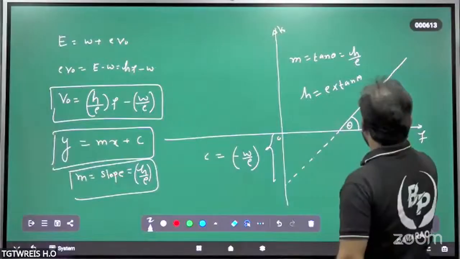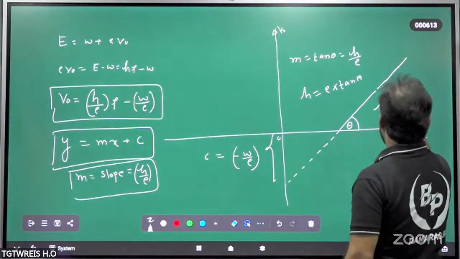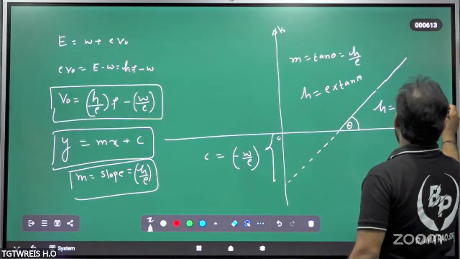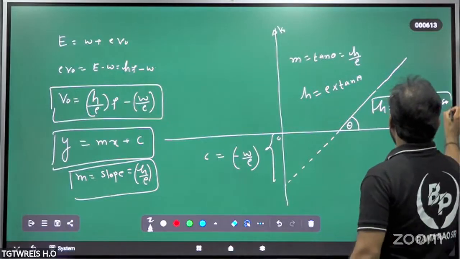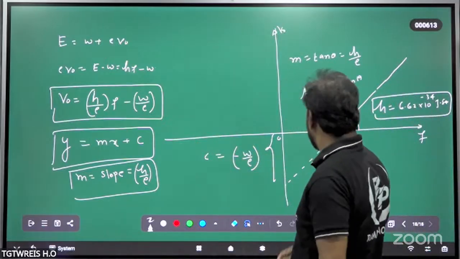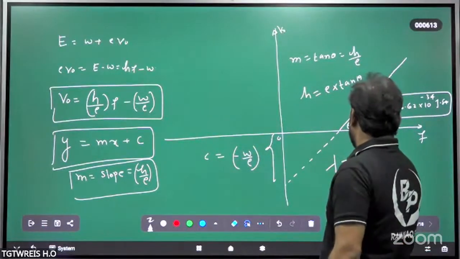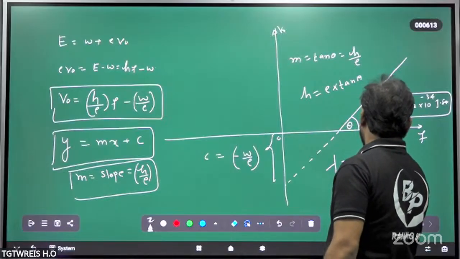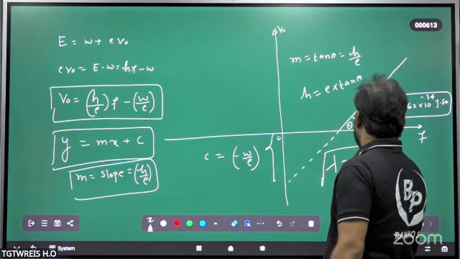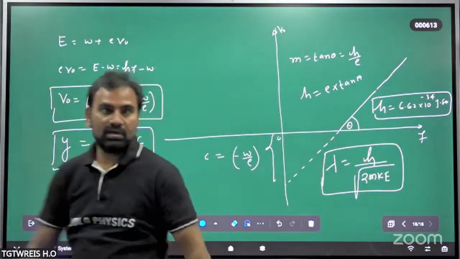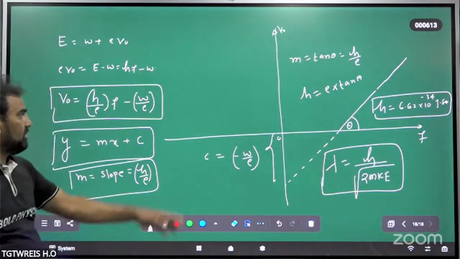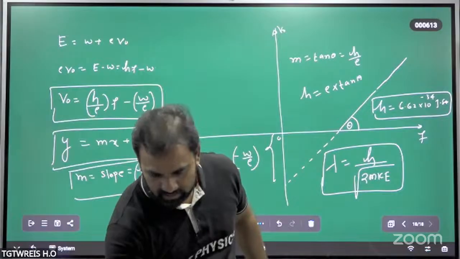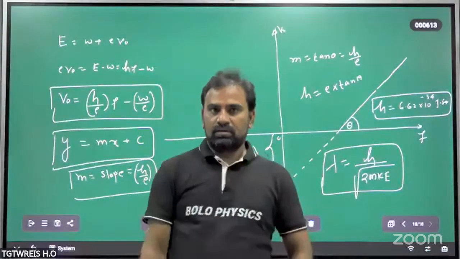The h value is calculated: h is equal to 6.62 into 10 to the power of minus 34 joule second. So it was used in the de Broglie wavelength, lambda is equal to h upon root over 2m into KE. This is the process of calculation of Planck's constant. I hope you understood.